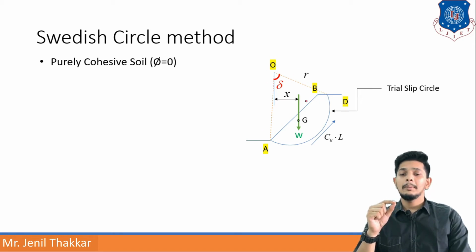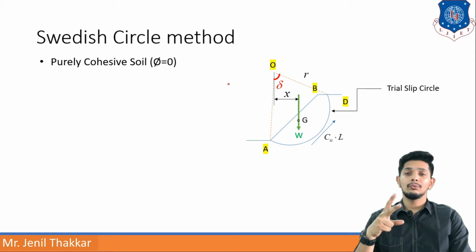Here OAB, or we can say AB, is the slope line. Now OAD looks like a circle, or a part of a circle, right? Here W is the weight of the slope, the total weight, and O is the center of this circle. O is assumed like that.